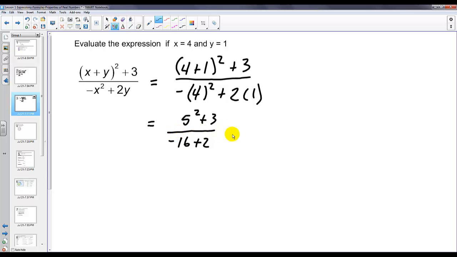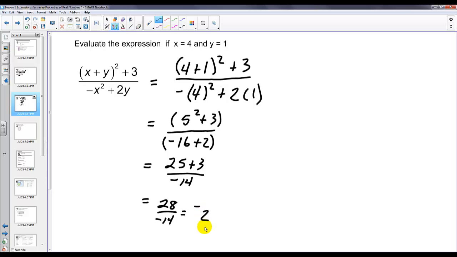Now, this division actually works kind of like a couple of sets of parentheses. So I'm going to do everything on top first. I have 25 here plus 3 over negative 14. 25 plus 3, 28 over negative 14, which gives me a negative 2.